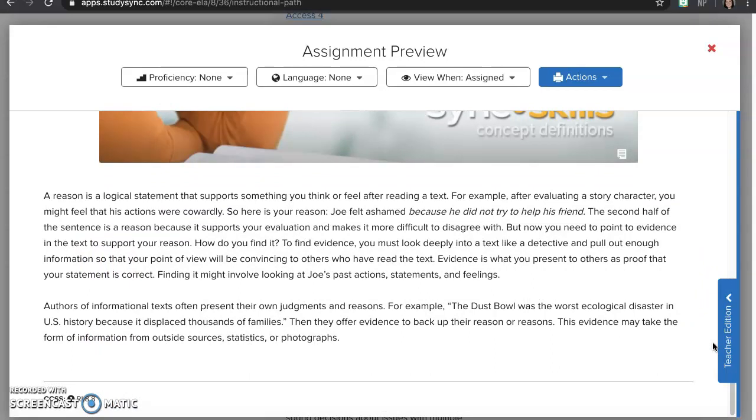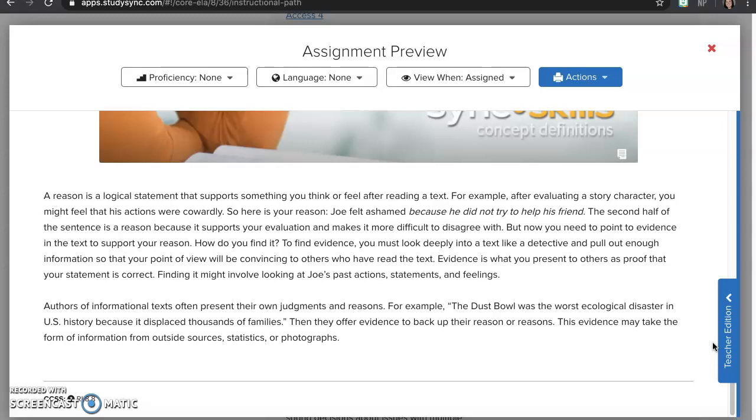For example, after evaluating a story character, you might feel that his actions were cowardly. So here's your reason. Joe felt ashamed because he did not try to help his friend. The second half of the sentence is a reason because it supports your evaluation and makes it more difficult to disagree with. But now you need to point to evidence in the text to support your reason.